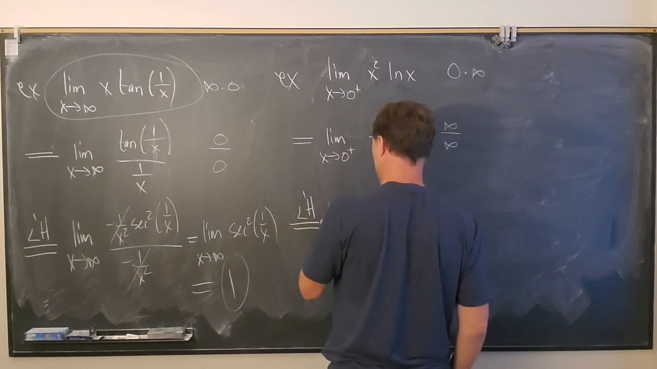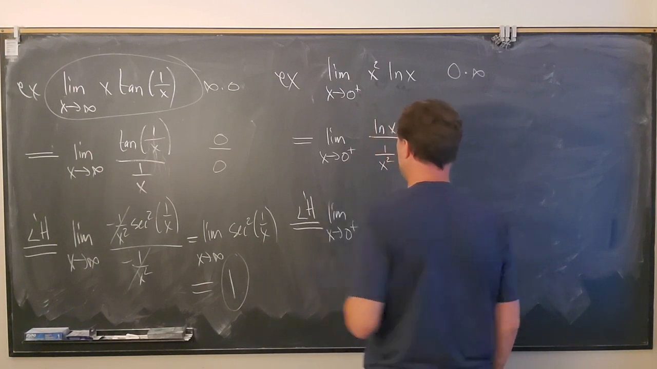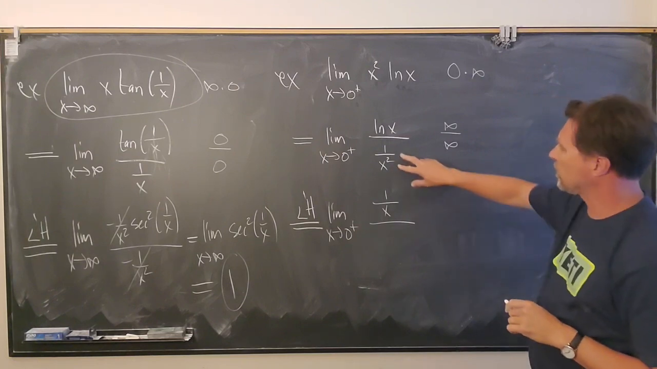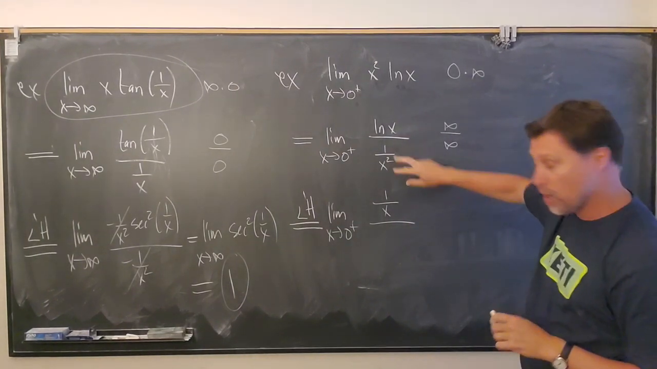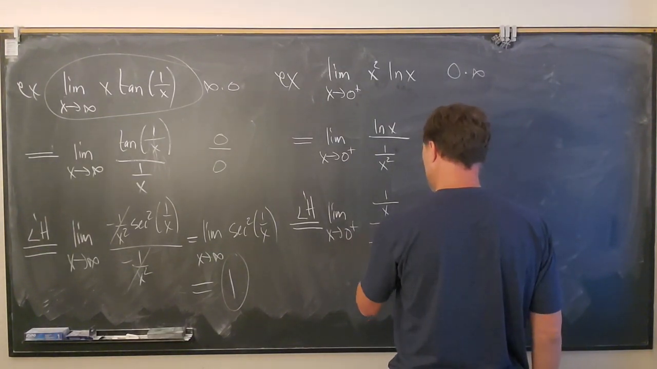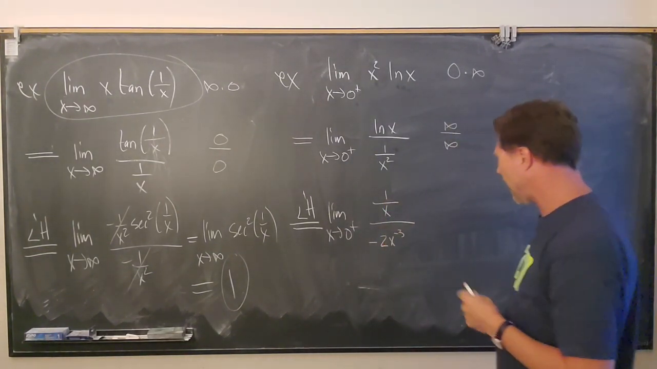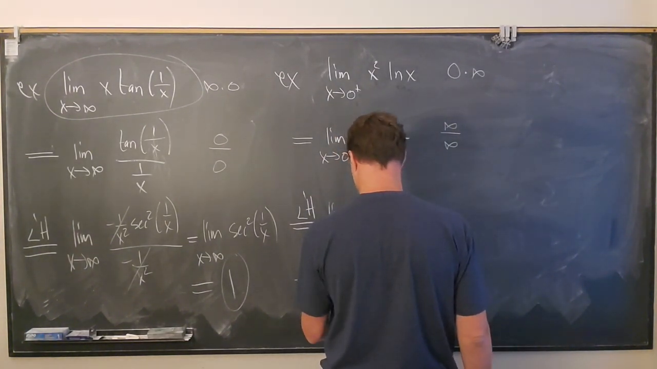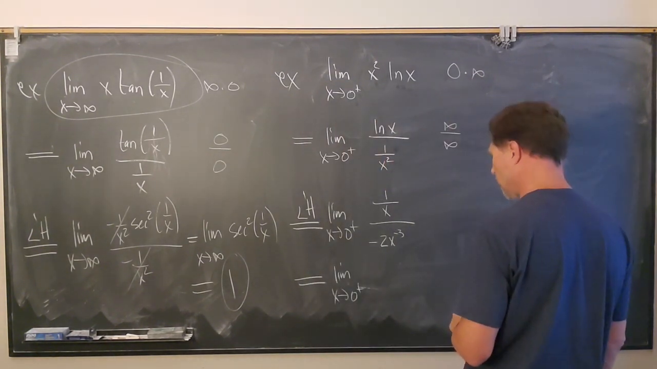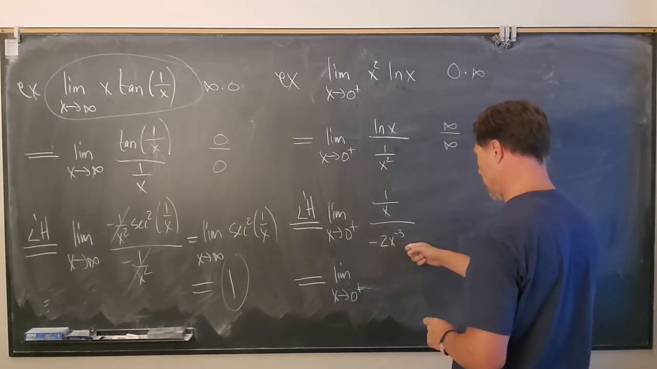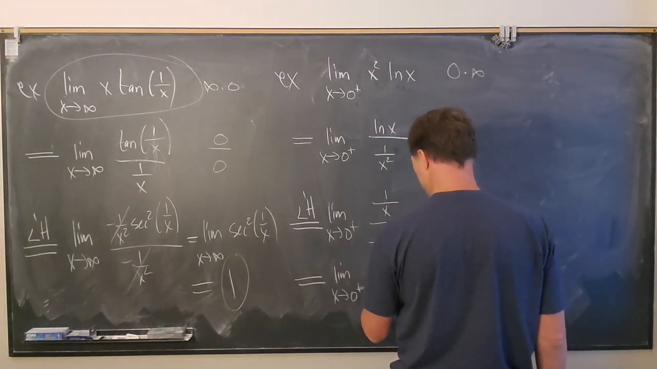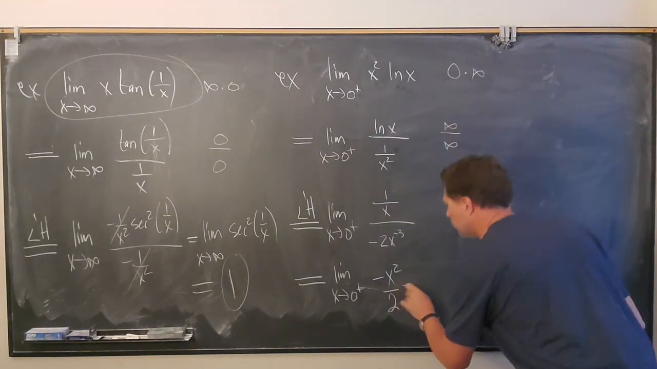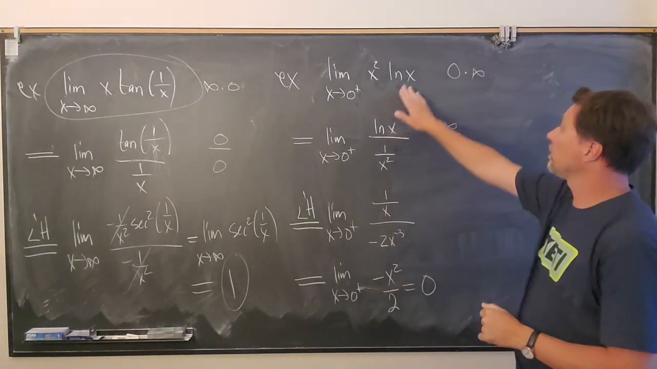So I'm going to take the derivative of the top and the bottom individually. The derivative in the top is 1 over x. The derivative in the bottom, this is x to the minus 2, so we'll get minus 2x to the minus 3. And then let's clean things up a little bit. So this is equal to the limit as x approaches 0 from the positive side of negative x squared over 2, and that's equal to 0. So this limit is equal to 0.